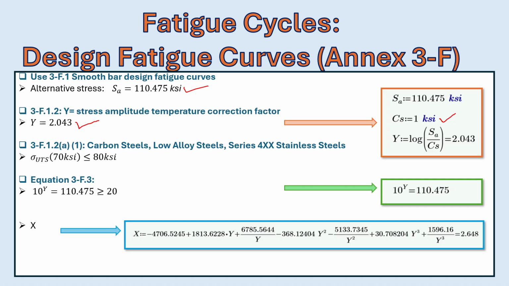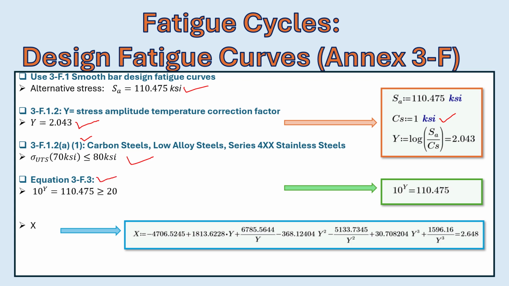And then there are two different formulas. Either you're going to use the first one, which says if the UTS limit is less than 80 ksi. Our UTS is 70 ksi, so we're going to use the first formula. And now the next step is to use equation 3f3. There are two equations in that section.